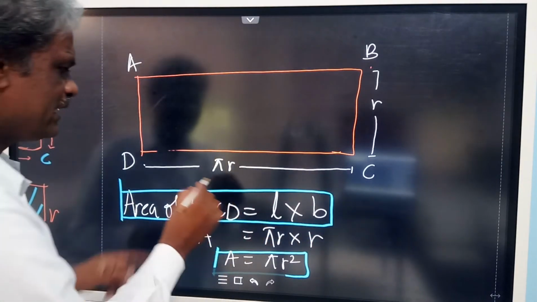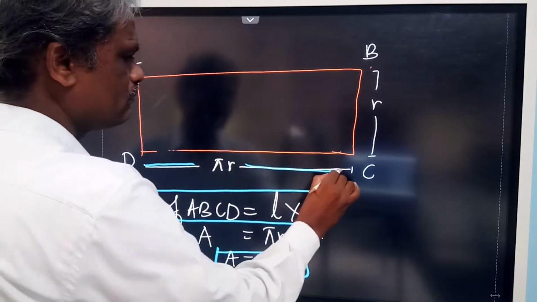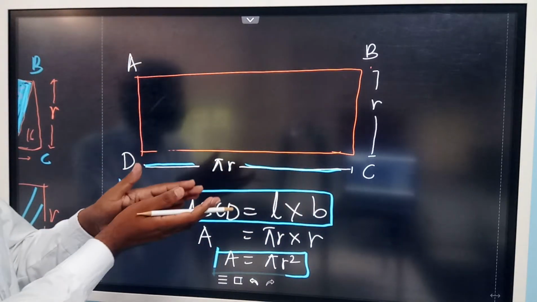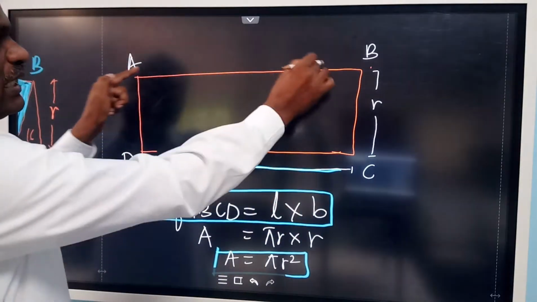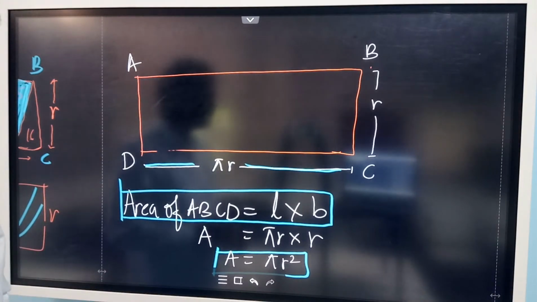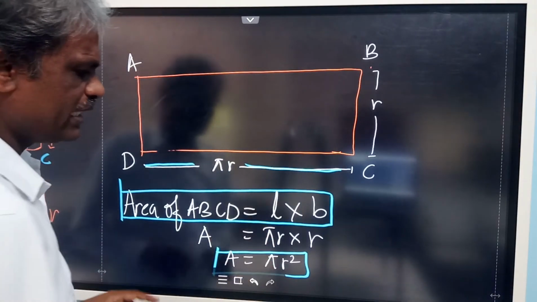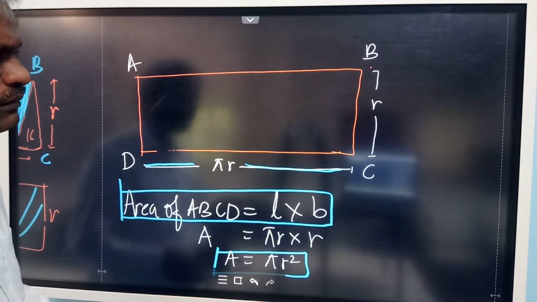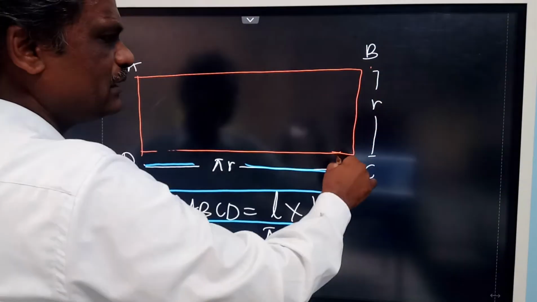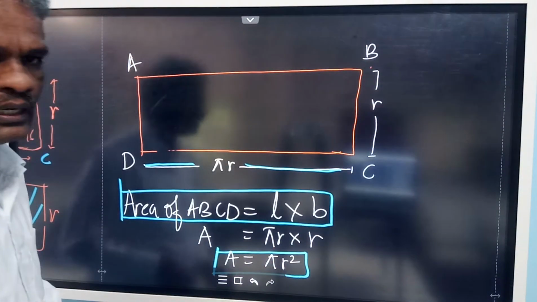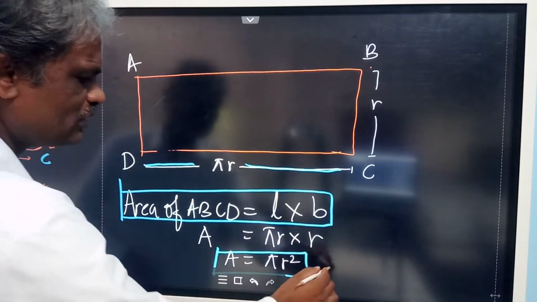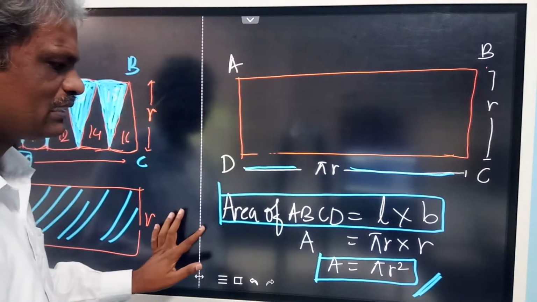What is the length of this rectangle? You know, it is pi r, because half of that perimeter is here and the remaining half is at the upper part. So in place of length you write pi r, in place of breadth you write r. Pi r into r gives you pi r square, that is the area of the circle.